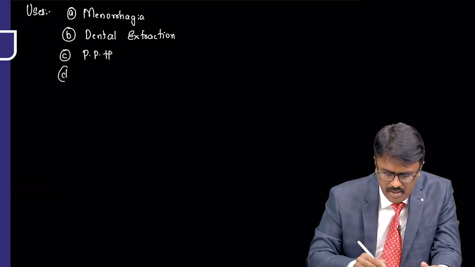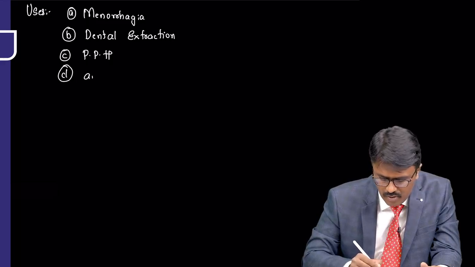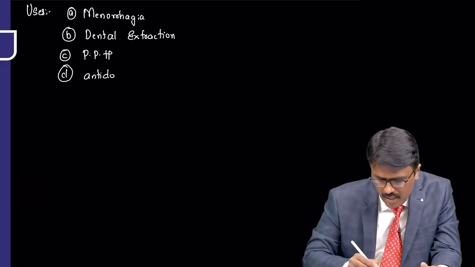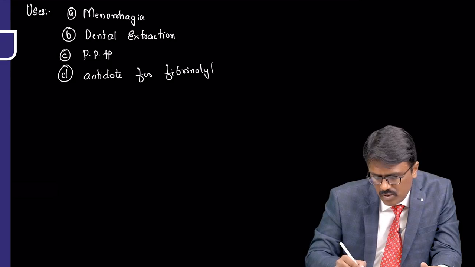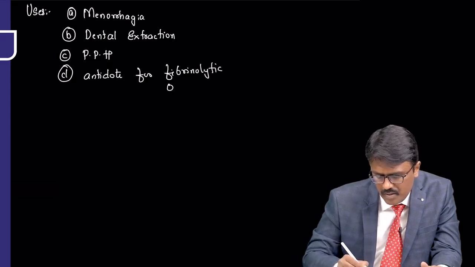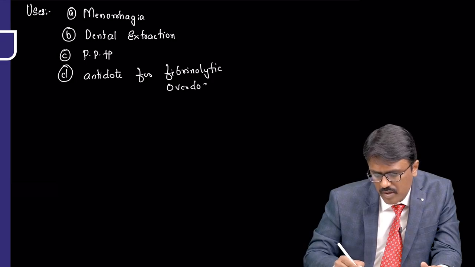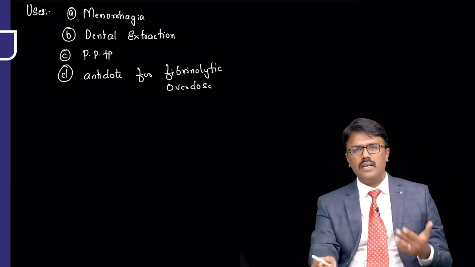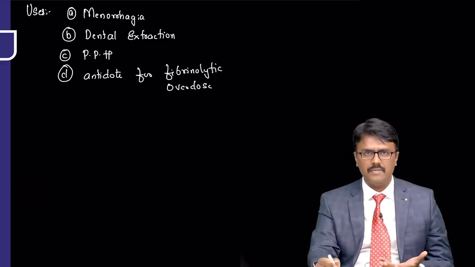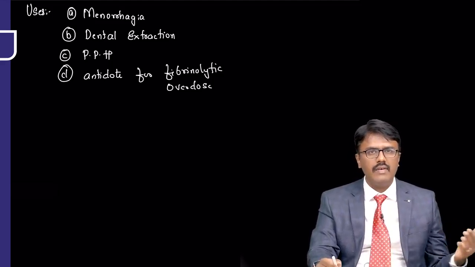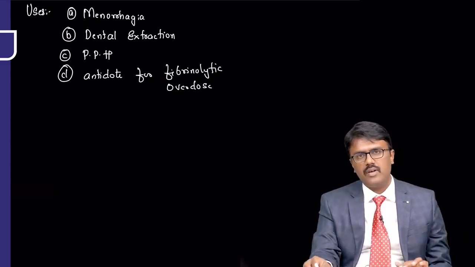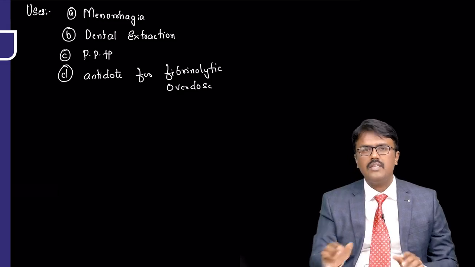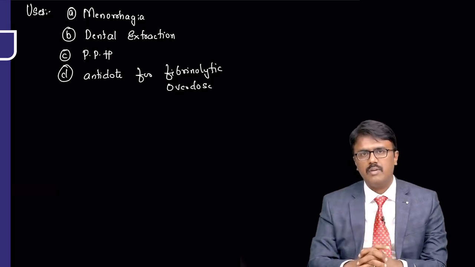And D, very, very important. These are the antidote for fibrinolytic overdose. Suppose you have given alteplase or reteplase at a higher dose and some patient has bleeding, then how do you reverse it? Give antifibrinolytics. The name is tranexamic acid and epsilon amino caproic acid. So that is about the fibrinolytics and antifibrinolytics.